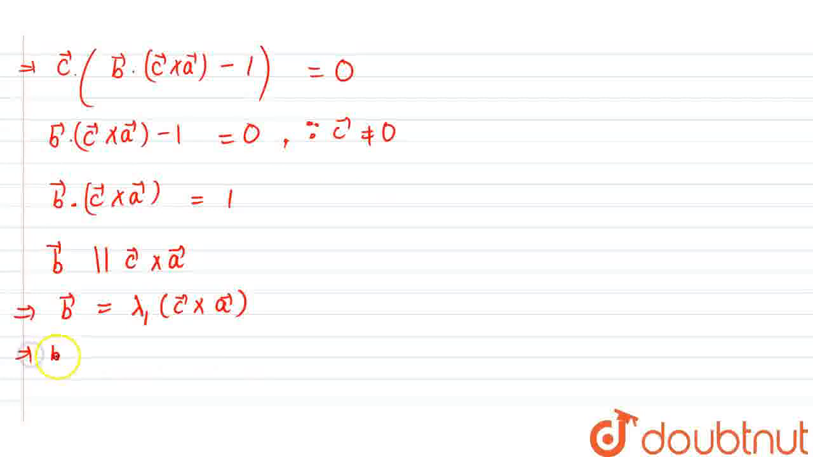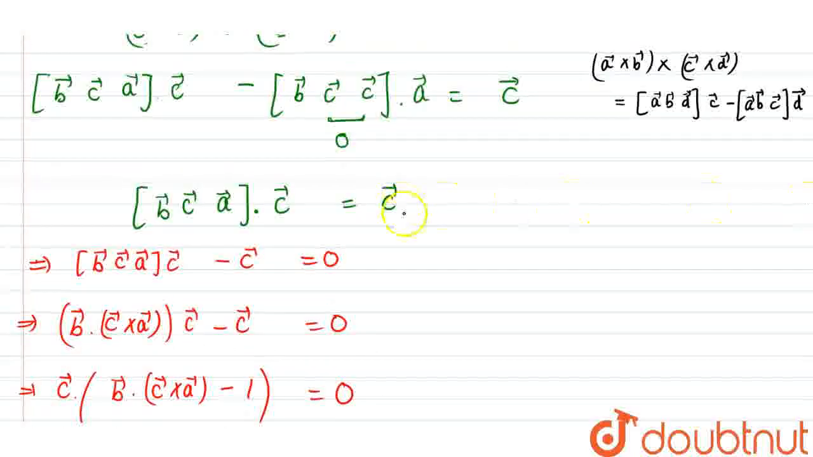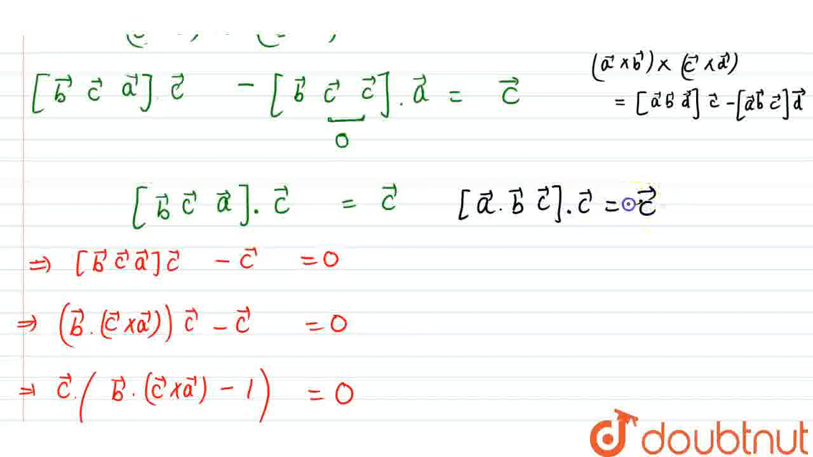And that means B vector is perpendicular to C vector. Also B vector is perpendicular to A vector. Now the condition that we have was scalar triple product BCA dot C is equal to C vector. On a similar basis, we can say that because BCA is equal to ABC, the scalar triple product ABC dot C will be C vector.